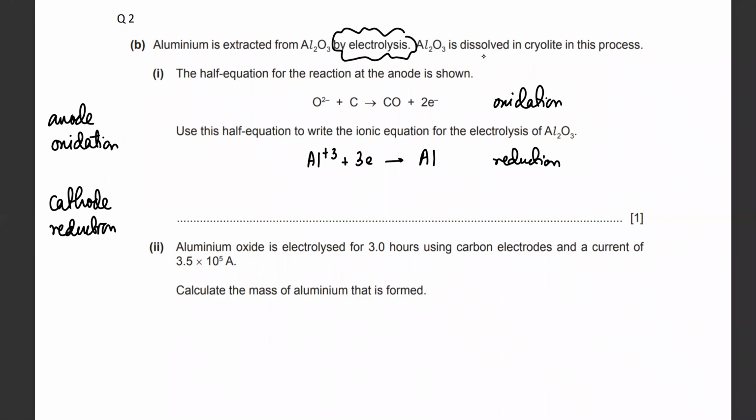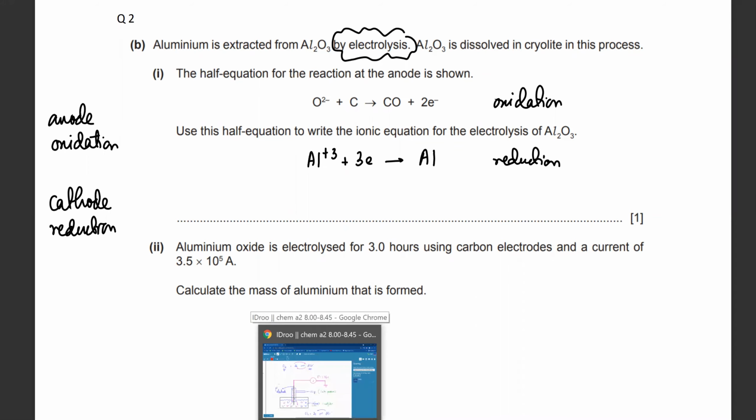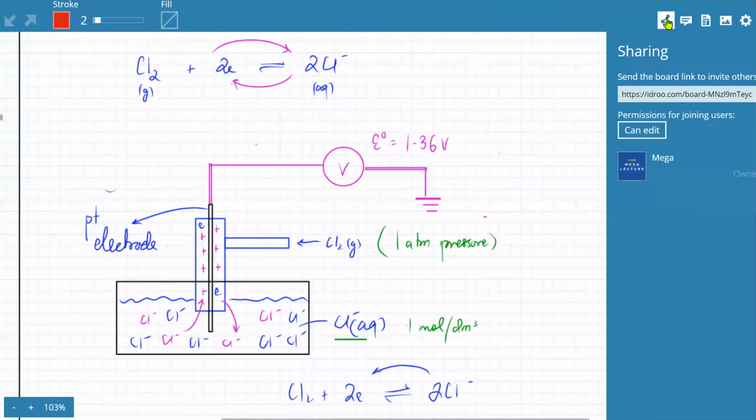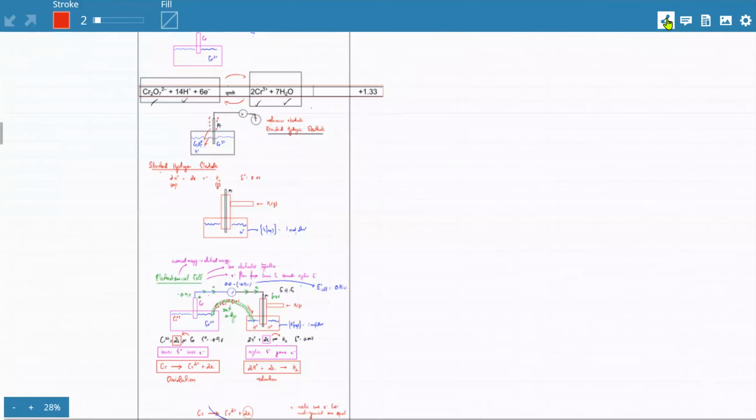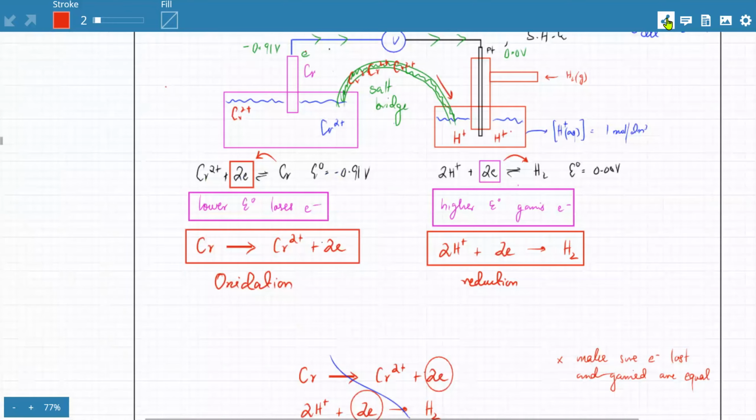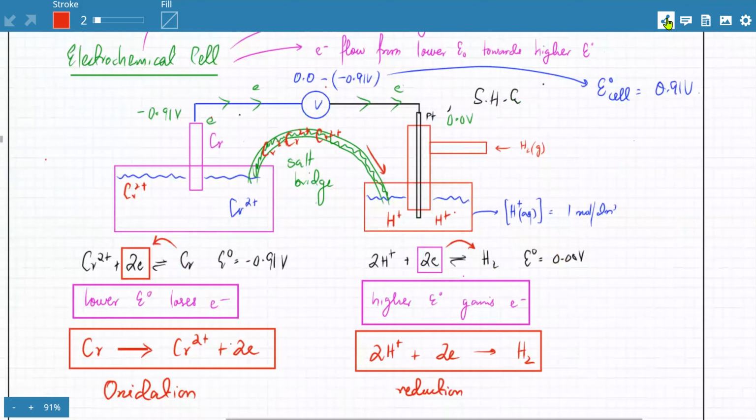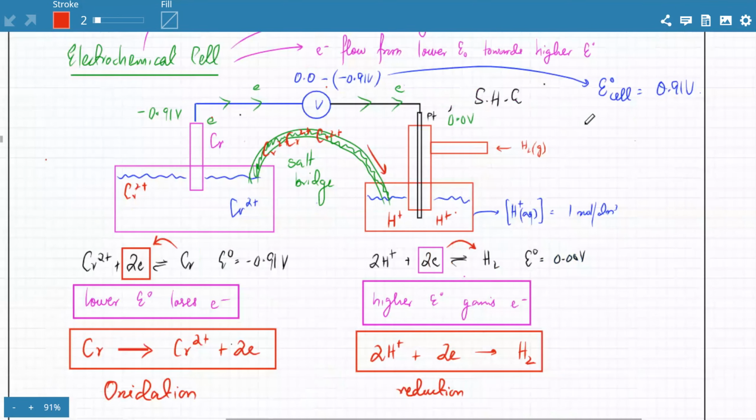Remember, they're not defined according to their charges. They're defined according to what's happening there. In electrolysis, and in a cell, things are kind of opposite. If you've got a cell, one of them is called the cathode and the other is called the anode. This is the place where oxidation is happening. Chromium is losing electrons, right? So the anode is the place where oxidation happens. This one is the anode.